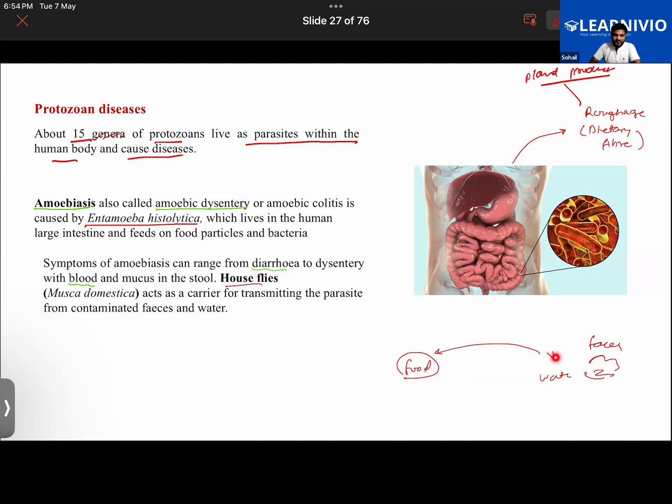How? Once this house fly sits on the dirty water or on the fecal matter of animals, the protozoa, this Entamoeba histolytica, sticks to the body of the house fly. So when the house fly sits on the food particles, it will transfer the protozoa to this food. And when you consume this food, the person will suffer from amoebiasis. Is that clear to everyone or not? Please tell me. Yes, sir.